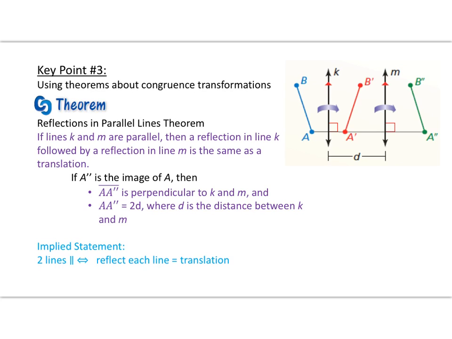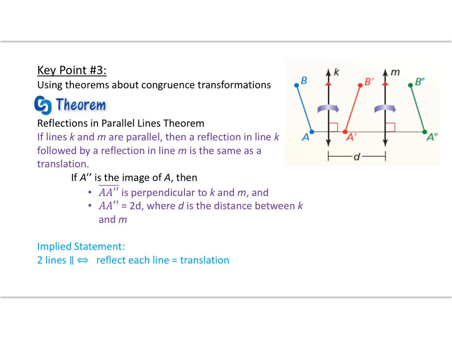All right, let's consider key point number 3, using theorems about congruence transformations. So we have the Reflections in Parallel Lines Theorem. It states if lines K and M are parallel, then a reflection in line K followed by a reflection in line M is the same as a translation. So let's take a look at our illustration here.